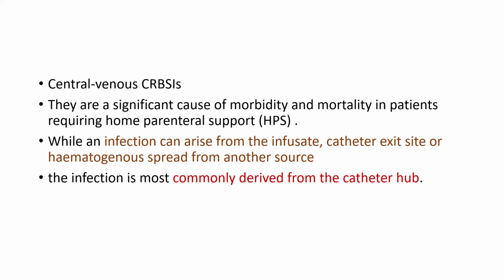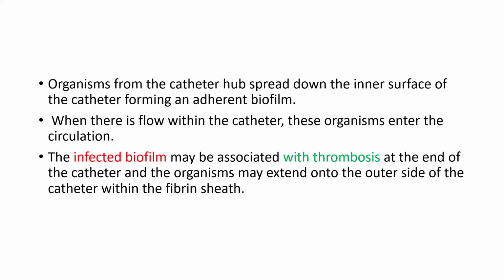Now, central venous CRBSIs are a significant cause of morbidity and mortality in patients requiring home parenteral support. While infection can arise from the infusate, catheter exit site, or hematogenous spread from another source, the infection is most commonly derived from a catheter hub. Organisms from the catheter hub spread down the inner surface of the catheter, forming adherent biofilm. When there is flow within the catheter, these organisms enter the circulation. The infected biofilm may be associated with thrombosis at the end of the catheter, and the organism may extend onto the outer surface of the catheter within the fibrin channel.